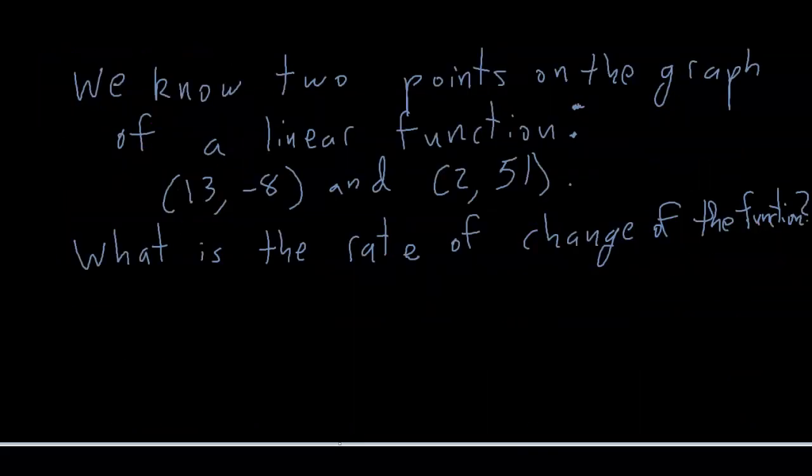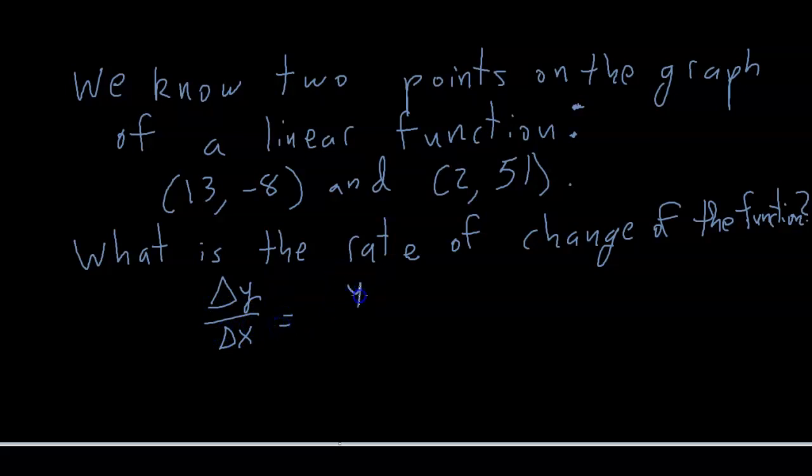Okay, let's do one more example so we get more practice with calculating, okay? So let's say we just knew we had 2 points on the graph of a linear function. One point was 13 comma negative 8. The other point was 2 comma 51. What is the rate of change of this function? Okay, we know we can find the rate of change of a linear function, right? By finding the slope of the line that we use to graph that function, right? So what is the slope of the line that will connect the points 13 comma negative 8 and 2 comma 51?